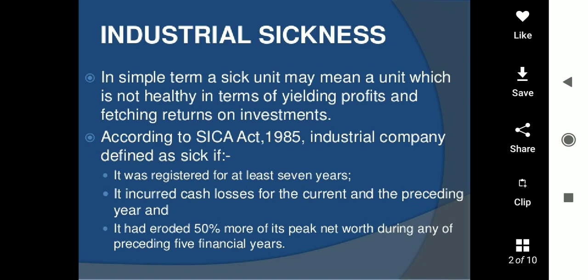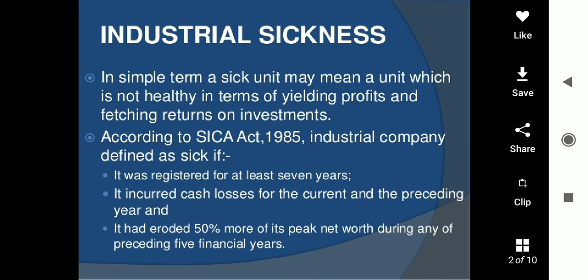So if we go to the final definition of industrial sickness, in simple terms, a sick unit may mean a unit which is not healthy in terms of yielding profits or fetching returns on investment. Not healthy in what terms? In yielding profits and fetching returns on investment. So, according to SICA Act 1985, how is an industrial company defined as sick? This section, SICA, was made in 1985, so according to it, what is industrial sickness?